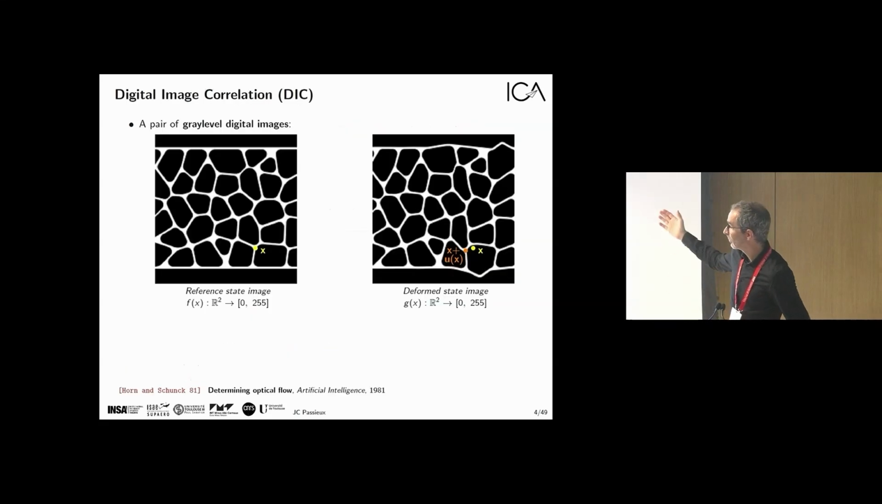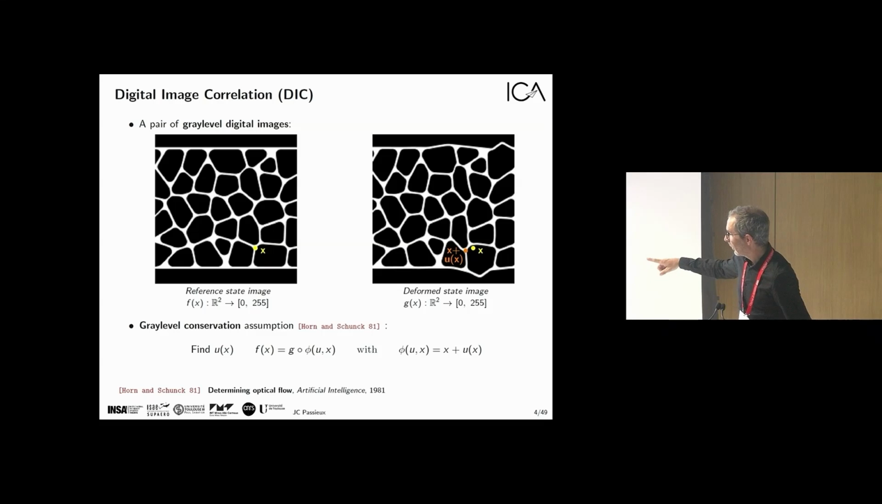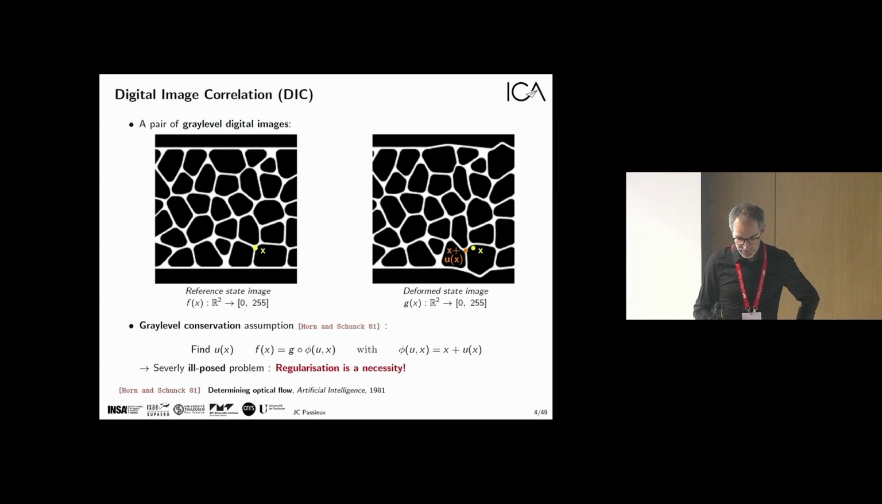As Fabrice already explained yesterday, I won't go into further detail, but the idea of digital image correlation, or image registration, is to solve this equation, the gray level conservation equation, where F and J are the data, the images before and after loading, and the unknown is U. This is a scalar equation. We have just one equation and at least three unknowns, because we have three possible components of the displacement in 3D. So this is a severely ill-posed problem that requires regularization.